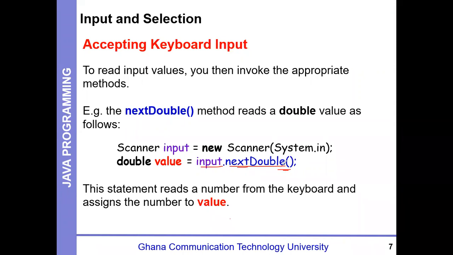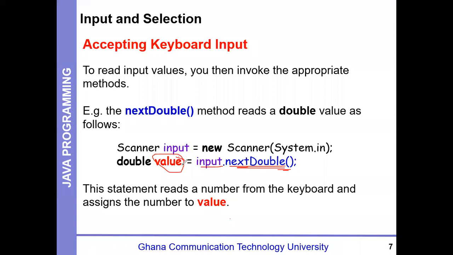And so take this, and then what that does is that it will read input from the keyboard and assign what has been typed to value. It's just like I would have written double value and assign 10, or like we did double principal and assign 400 cedis. Now we're saying let the user type it in.